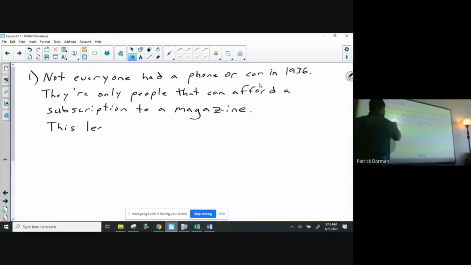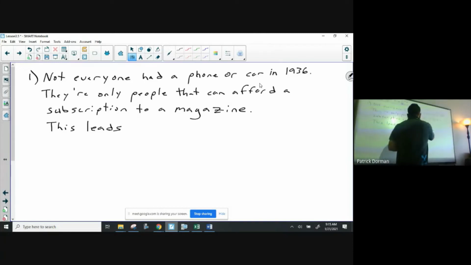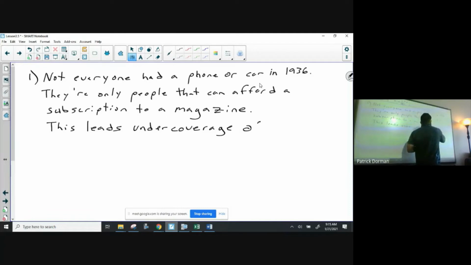Let's be more specific. This leads to undercoverage of poor people, people in poverty. I guess we can say poor. All right.